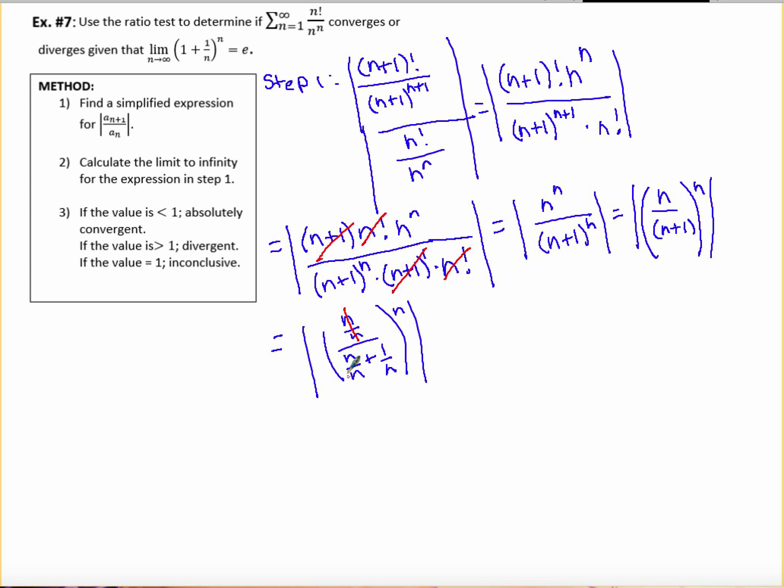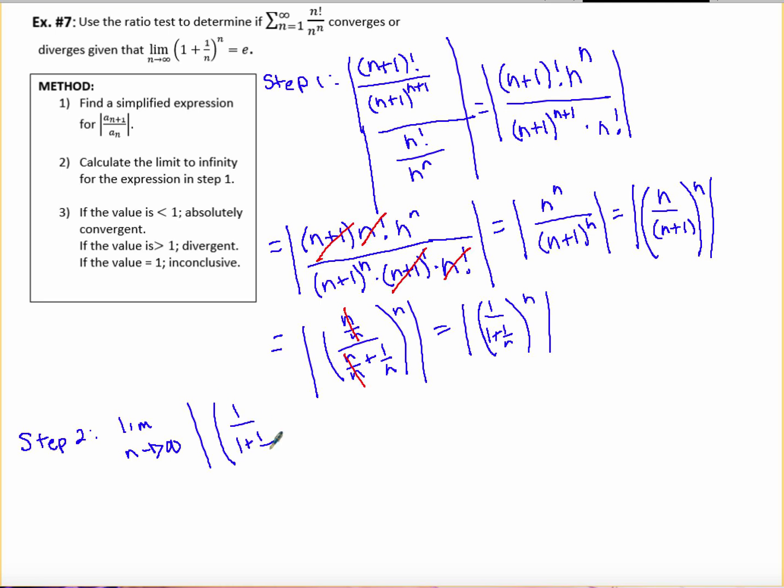All right, my n's are canceling out, and this is going to leave me with the absolute value of 1 divided by 1 plus 1 over n, and the whole thing is being raised to the n power. Do you know what time it is? It's time for step 2. So here we go. Let's go ahead and take the limit as n goes to infinity of the absolute value of 1 divided by 1 plus 1 over n, all raised to the nth power.